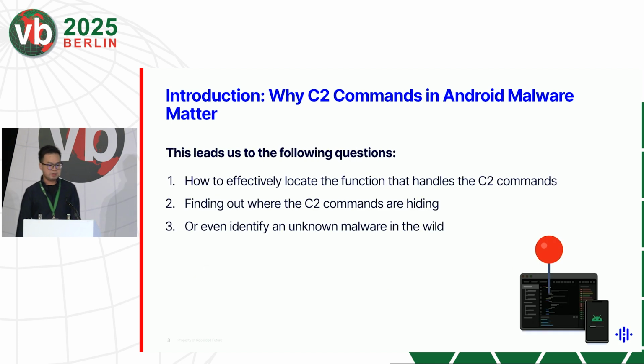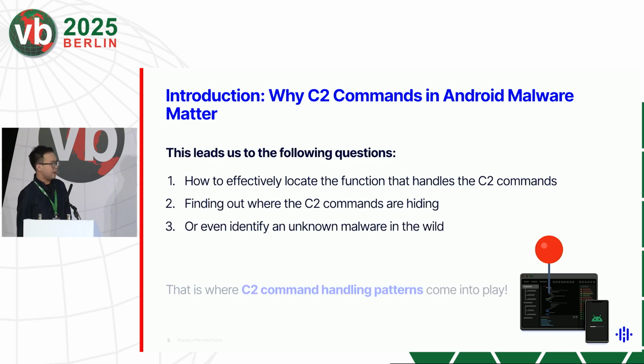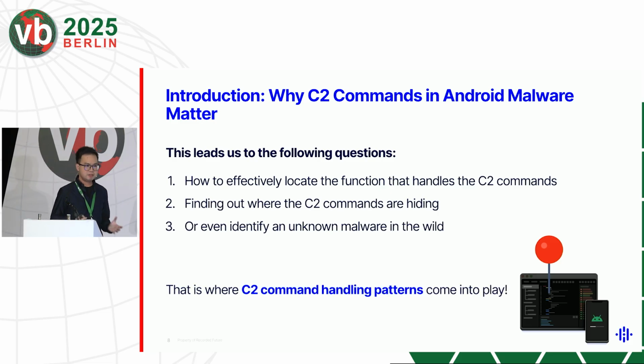So, this brings us to the key questions for today's talk. First, how can we quickly locate the function responsible for handling the C2 commands? And second, how can we uncover all potential C2 commands? And third, is there a way to identify unknown malware in the wild? To answer these questions, we need to shift our perspective. Rather than chasing the ever-changing things, which means the C2 command strings, we focus on the more stable architecture, which means the code structure that processes the C2 commands. And that is where the C2 command handling pattern comes into play.